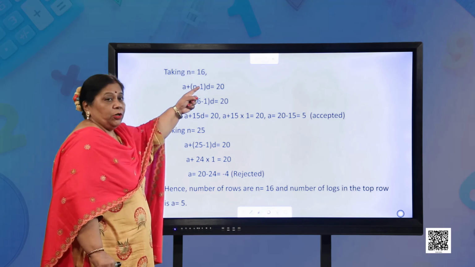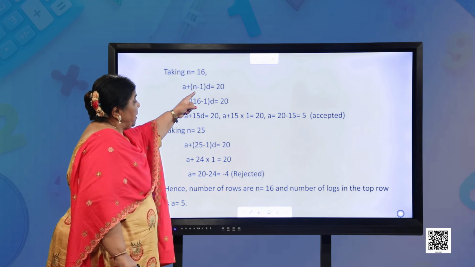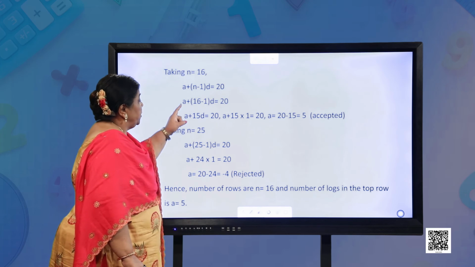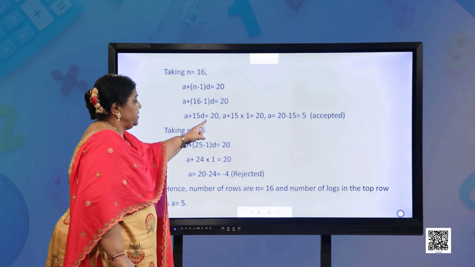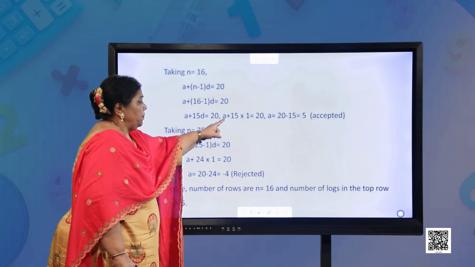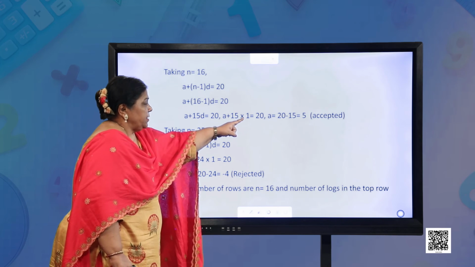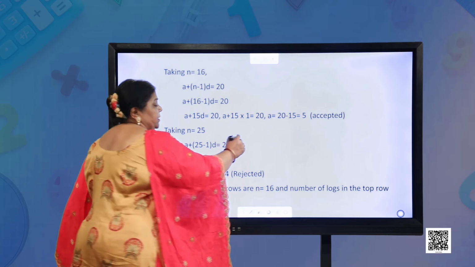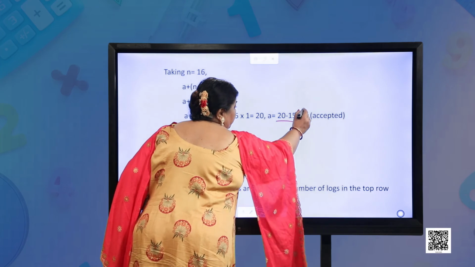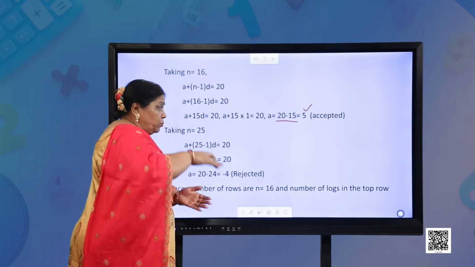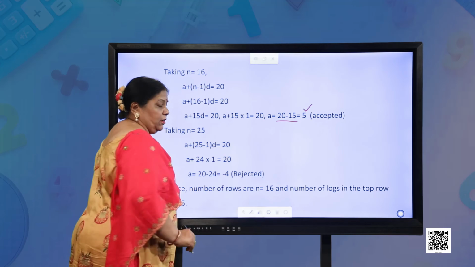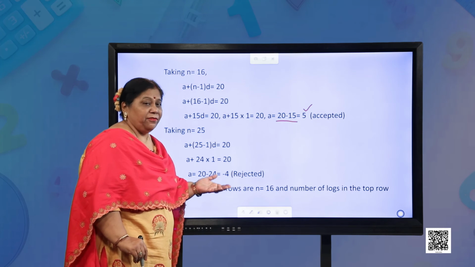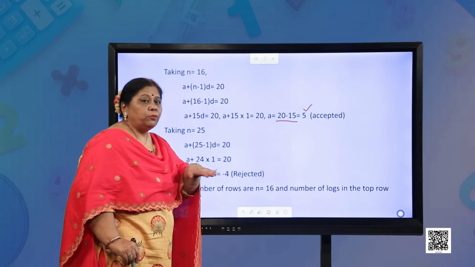If you take n is equal to 16, a plus (n minus 1) into d is equal to 20. So, a plus (16 minus 1) into d is 20, which means a plus 15d is equal to 20. That is a plus 15 into 1 is equal to 20. That means a is equal to 20 minus 15, which is 5. That means on the topmost row, how many logs will be there? 5. So, it is quite possible to have 5 logs of wood on the topmost row.